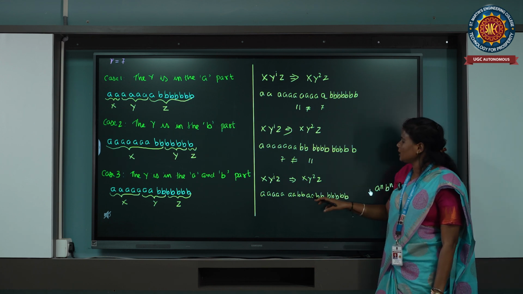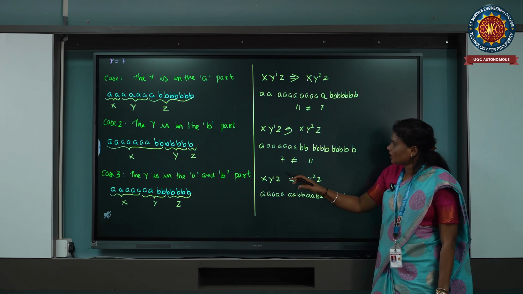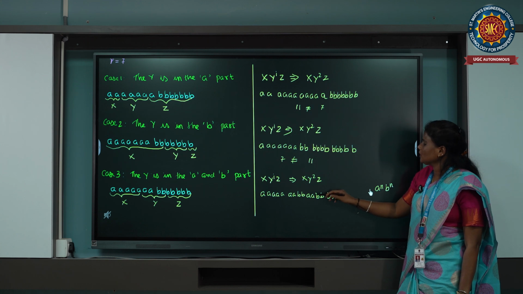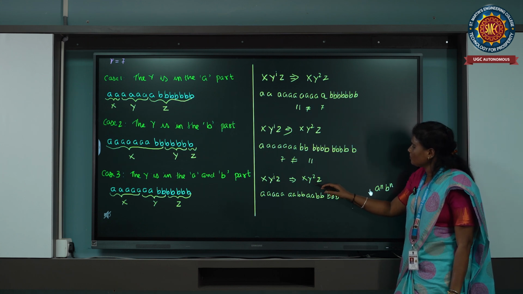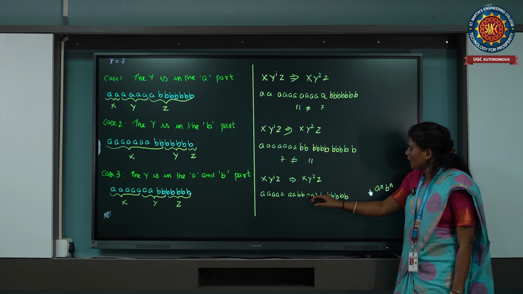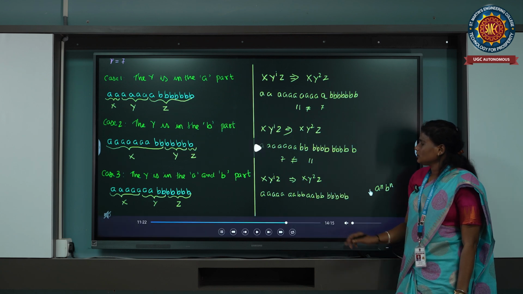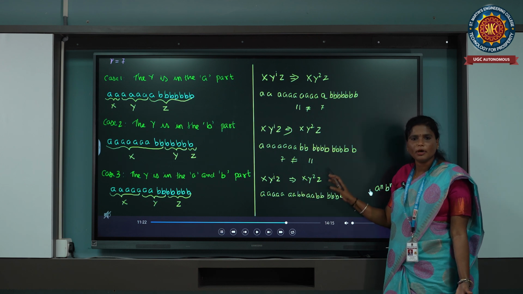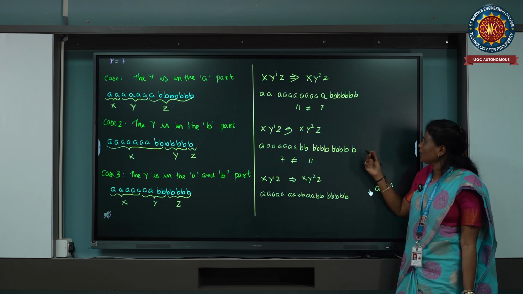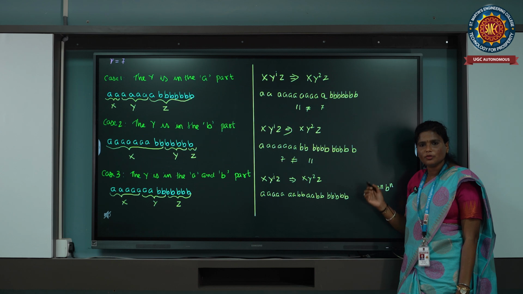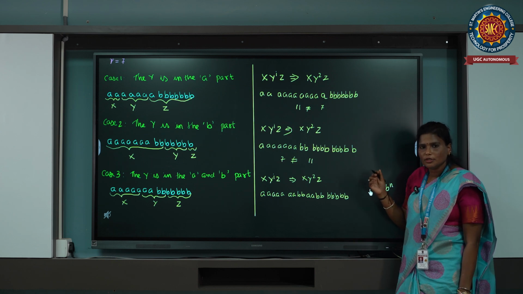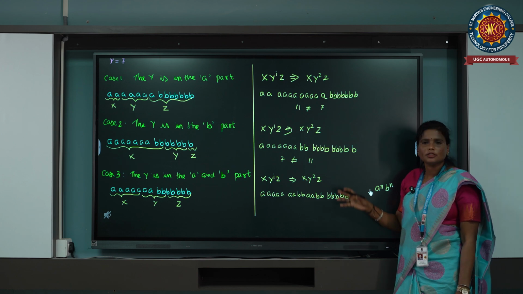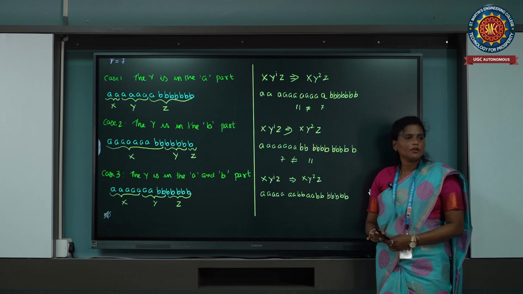Next is the third part, where Y comes under both A and B symbols. If we increase this y to the power 2, then we get ab and ab, which clearly shows this is not following the pattern. Whatever language we have taken, a to the power n and b to the power n, it is clear this language is not a regular language.